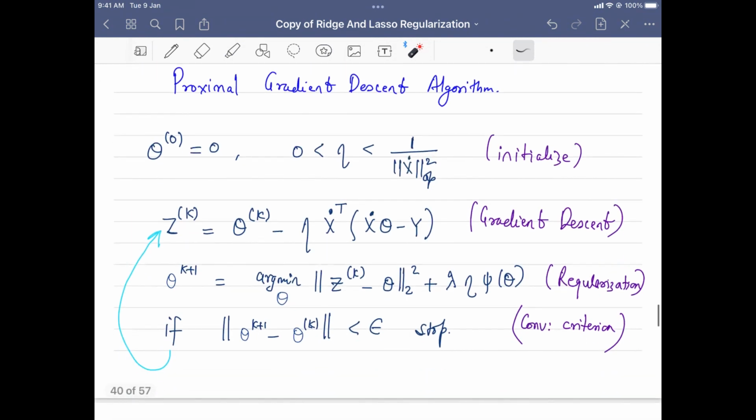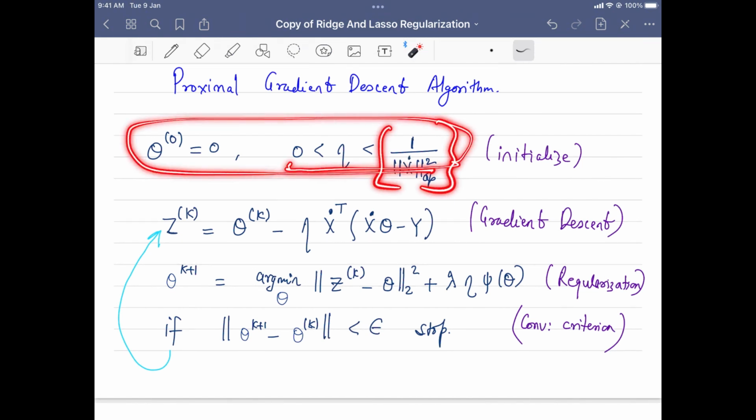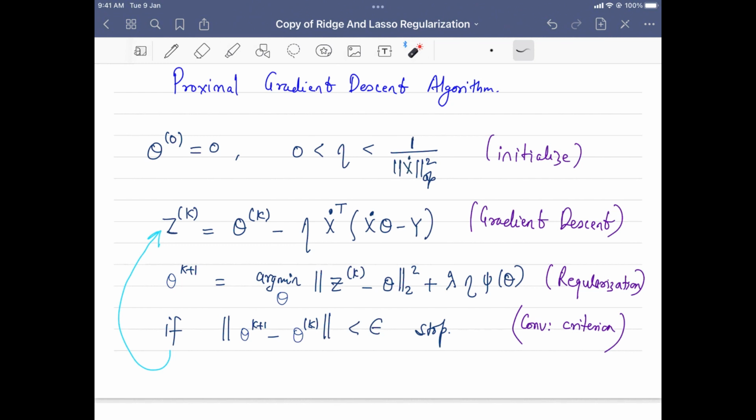So the proximal gradient descent goes like this. Initially you assume that your vectors are all zeros, and your eta is in between 0 and 1 divided by the operator norm of x. This is the initialization step. Then you do a gradient descent using this equation and you get zk. Once you get this value of zk, you apply that zk inside this cost function given over here, and once you solve for this cost function you will get theta k.